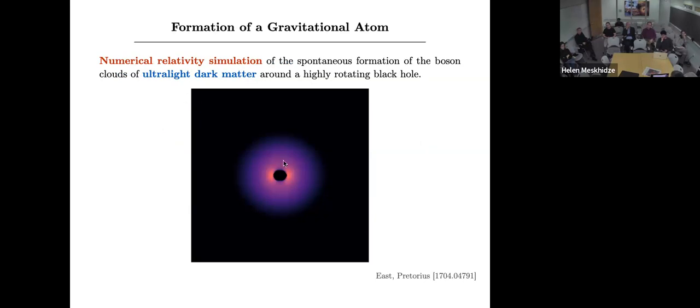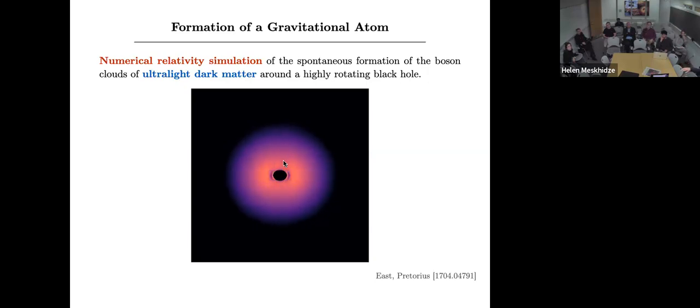So here is a numerical relativity simulation that shows how these clouds are formed, which was conducted years ago. All it shows is that any wave hitting the black hole gets a boost through the superradiance effect. In the limit where the frequency of the field is lower than the mass, you can form an instability. So you can form ultimately a bound state around this black hole.